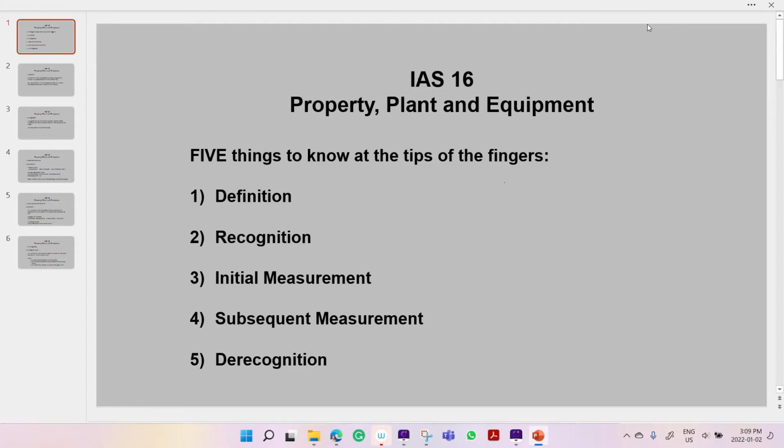Okay, IAS 16, property, plant, and equipment. Obviously, a pretty important account when we talk about PP&E. For a lot of companies, the PP&E account and the various assets they have in that account will make up a majority of their balance sheet.